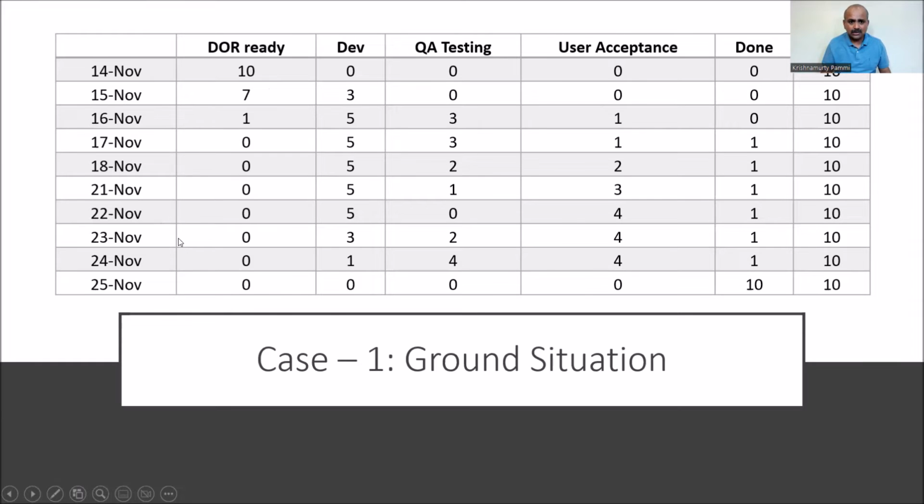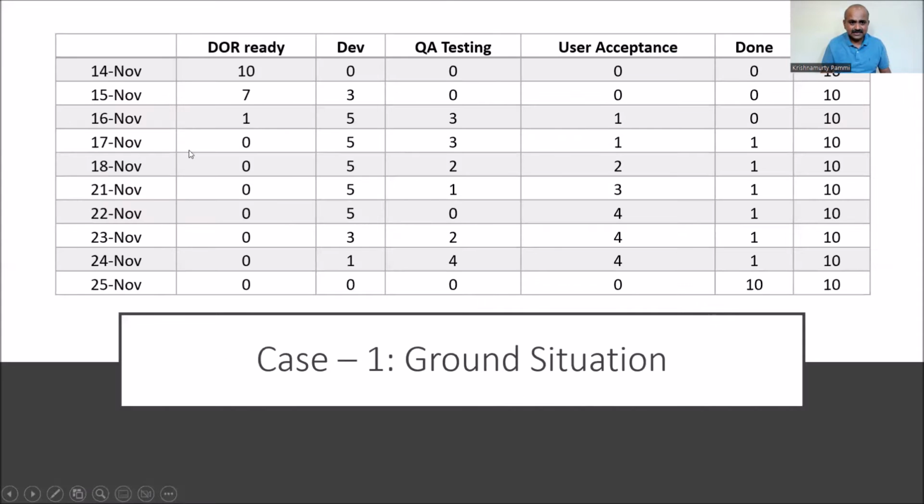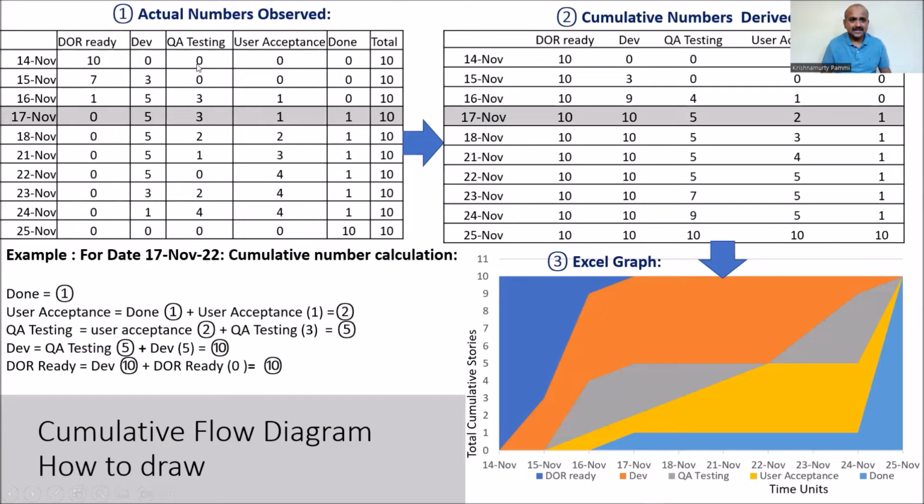Okay. Now let's see how we are building a cumulative flow diagram. First, the same table, whatever data that you observe, the same data will be there here. Now these actual numbers we will be transforming into cumulative numbers. Okay. Now let's say I have taken an example of 17th November. Now this cumulative number, because we have to draw cumulative flow and cumulative stories on any given day. How we do the counting is we go right to left.